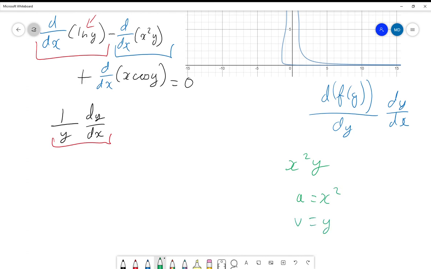I'm going to pick u equals x squared, v equals y. That's going to give me the derivative u dash equal to 2x, and v dash is going to be equal to dy by dx, or 1 times dy by dx. And therefore this thing is going to become minus, because we are still subtracting it, x squared dy by dx plus 2xy.